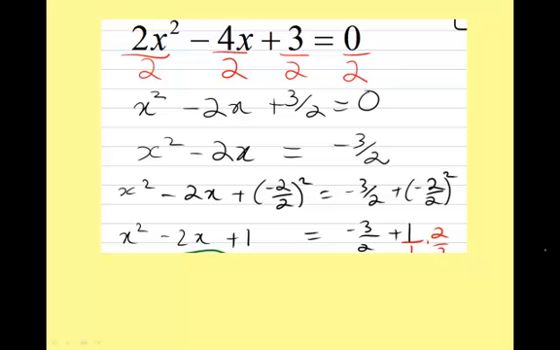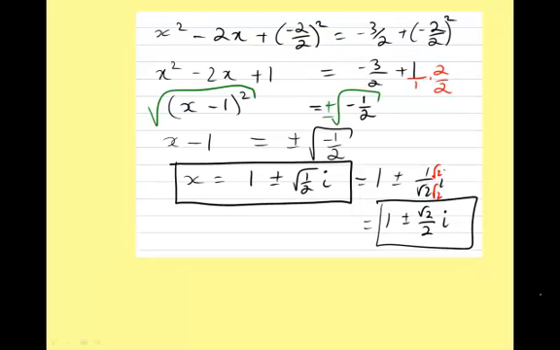Take the constant to the other side, so you get negative 3 halves, and add b over 2 squared, so negative 2 over 2 squared for both sides, which is 1. So you get x squared minus 2x plus 1 on one side. On the other side you get negative 3 halves plus 1. If you add the fractions, you have to multiply by 2 over 2, so you get negative 1 half.